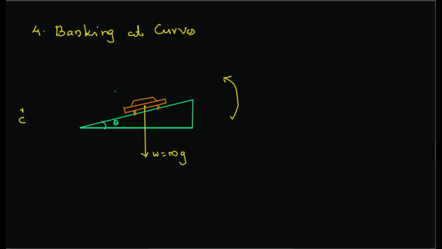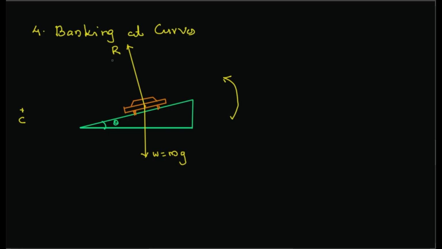Now we need to draw the normal reaction force acting perpendicular to the road. So I'm going to draw it here. It should be perpendicular to the road. Hope it is nearly perpendicular. Theta is very small, so you might find it a little bit difficult. This is the reaction force. I will mark it as R.